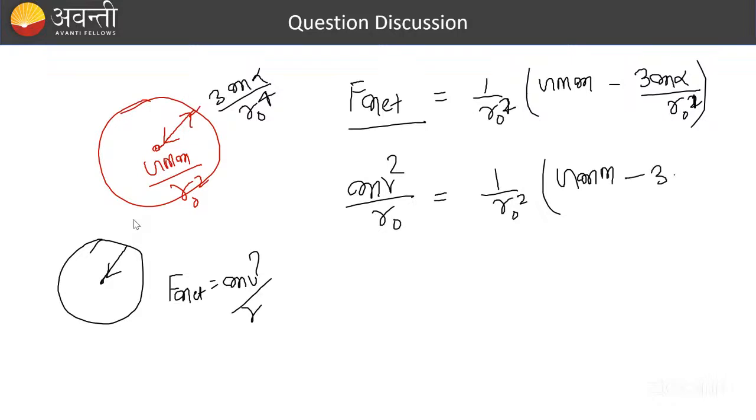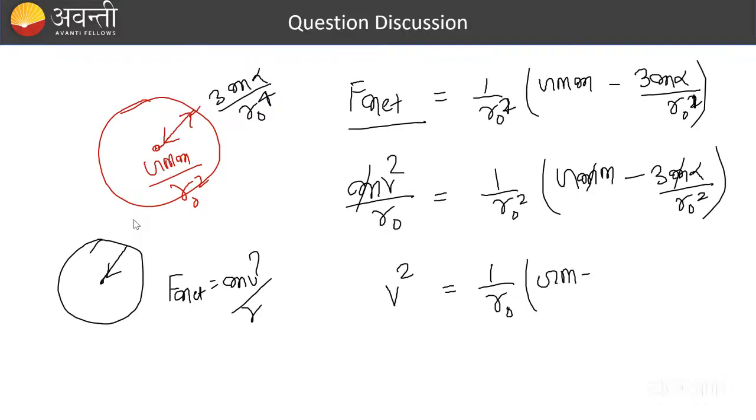So this is this, GMm minus 3m alpha by r naught का square. So do the thing here, v का square आप निकाल लो. ठीक है। तो what will be the value of v square? m cancel हो जाएगा यहाँ से, है ना? So this will get cancelled. v का square is equal to 1 by r naught times GM minus 3 alpha by r naught का square.